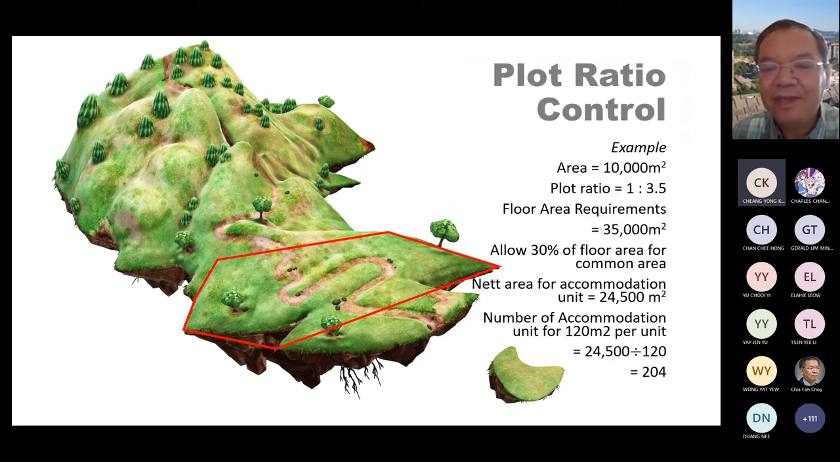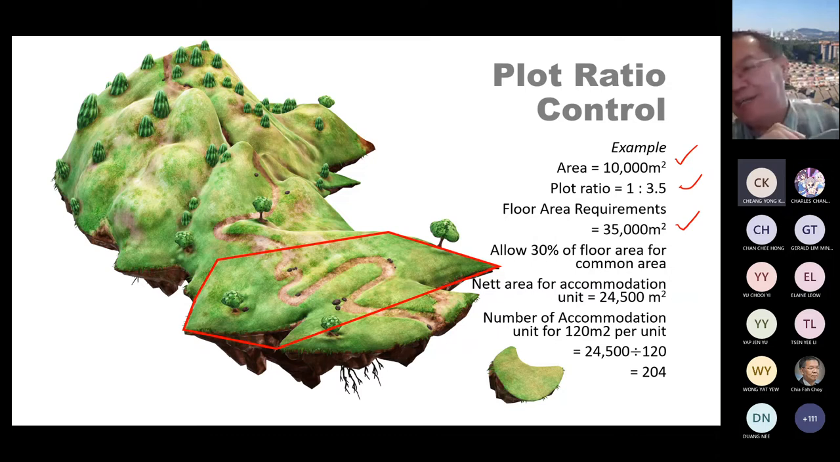All right. Now for the plot ratio control, for example, let's say the area for this plot of land is 10,000 square meter. The plot ratio is 3.5. So which means that you can build up a total of 35,000 square meter. Even though the land is only 10,000, because the plot ratio is 3.5, you can build 35,000. For the land just now, your assignment, the plot ratio is 1:4. Let's say the land area is 10,000, that means you can build up to 40,000 square meter. So that is the plot ratio.